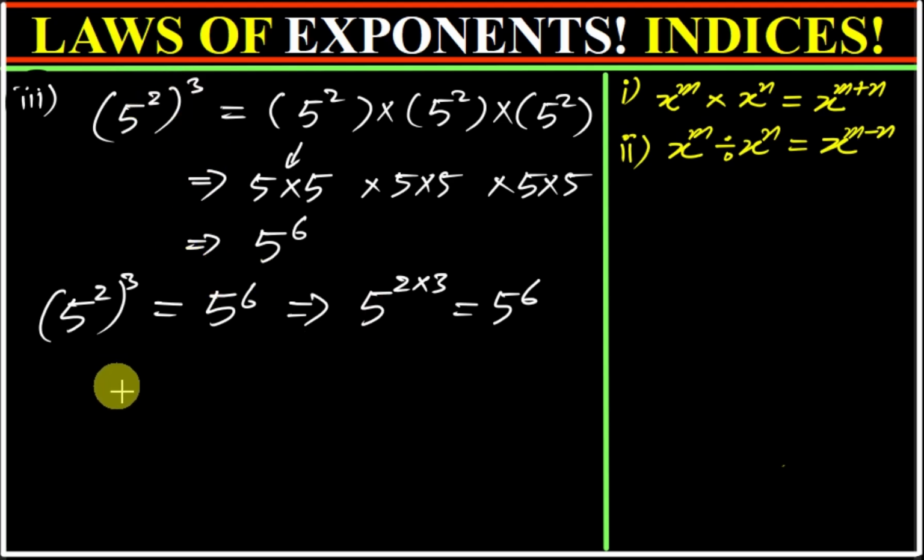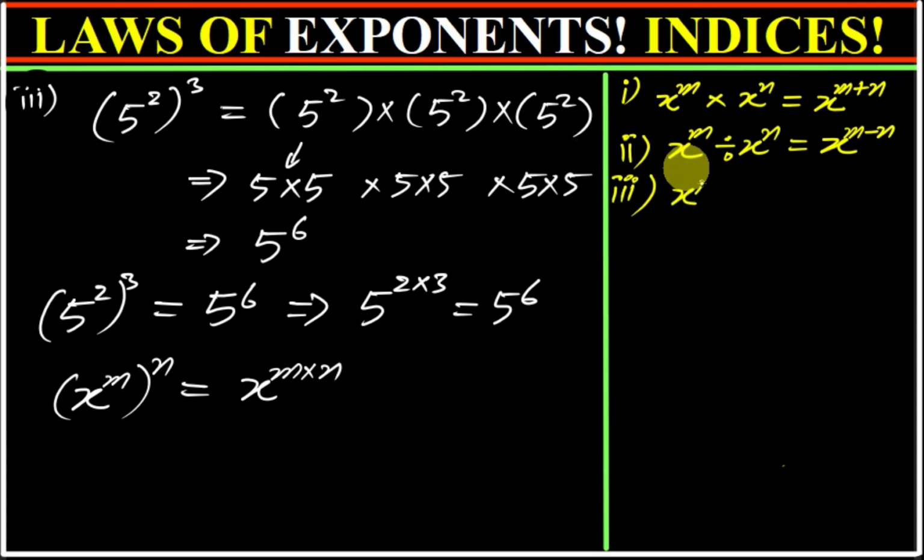In general form, we can write x raised to the power m, with overall power n. Then we can simply write x raised to the power m times n. The powers will be multiplied. So this is our third law of exponents. Let's write it here: x raised to the power m, raised to the power n, is equal to x raised to the power m times n.